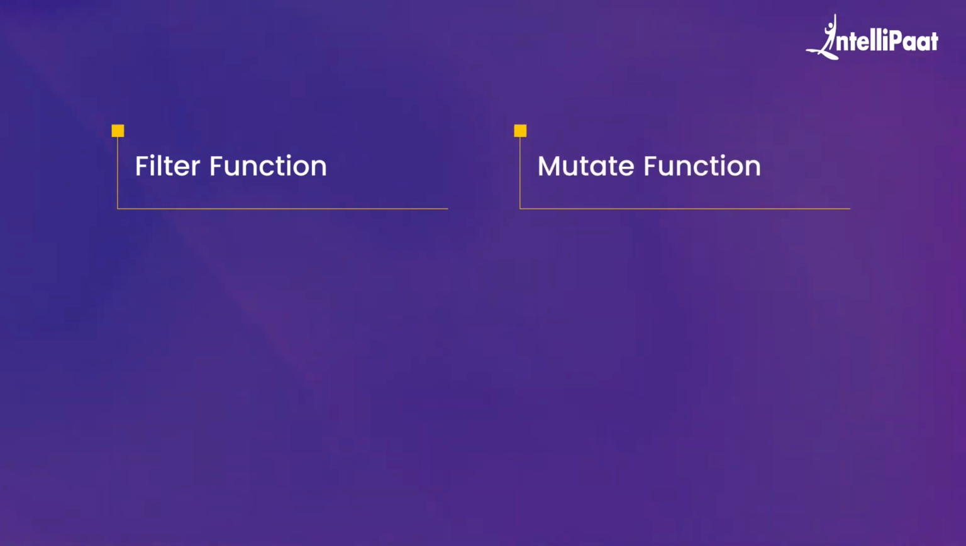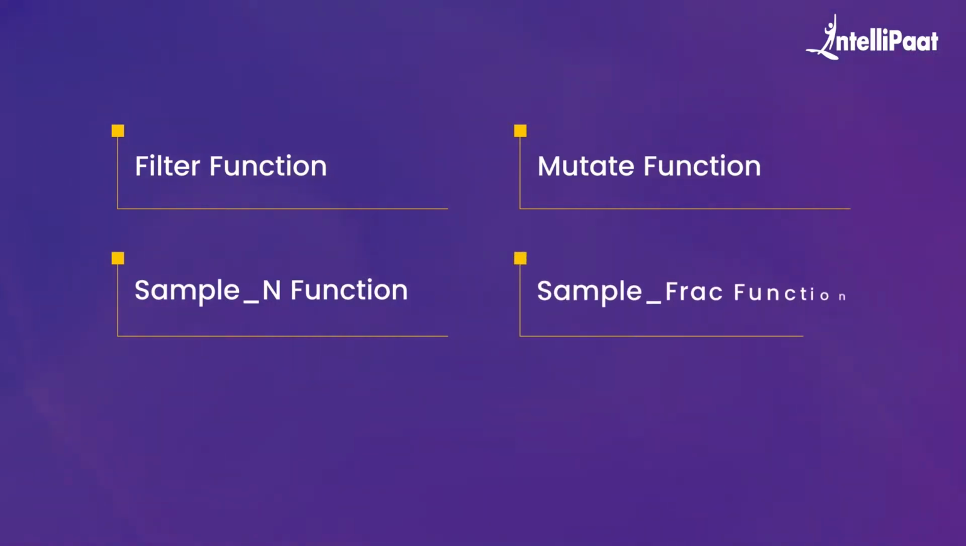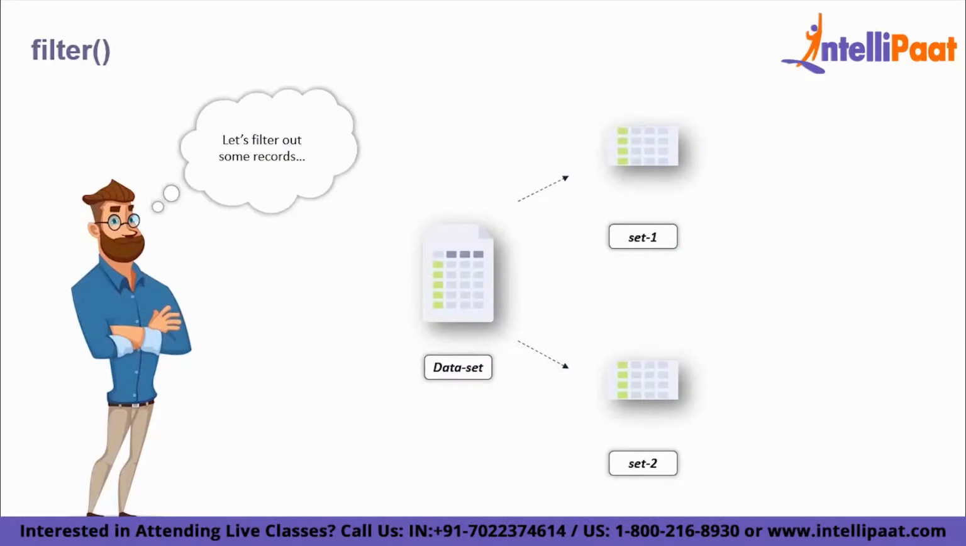So first we are going to discuss the filter function. Moving ahead, we are going to discuss the mutate function. Then we are going to learn about the sample_n function. Moving ahead, we are going to discuss the sample_frac function. And at the end, we are going to conclude our session with count. We are going to work with the filter function from the dplyr package.